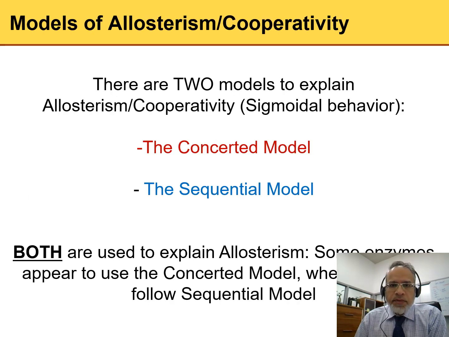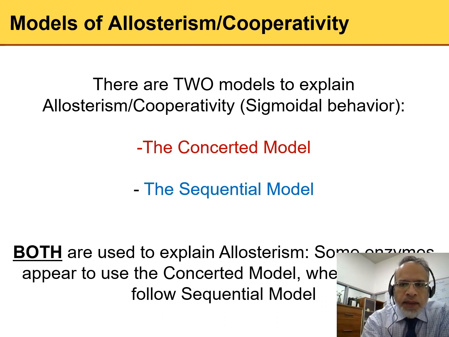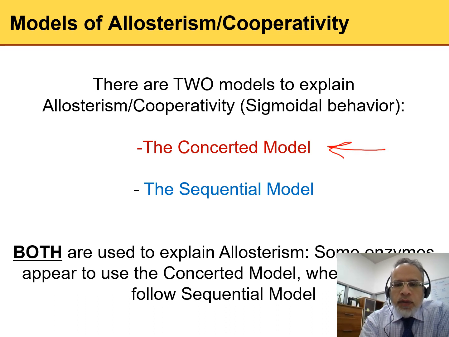So I continue with the second part of this chapter 7, and we'll talk about allosterism again. If you talk about allosterism, it turns out there are two standard models that are used to explain it. These models are called the concerted model and the sequential model. They're both used to explain what's called allosterism, or cooperativity, or sigmoidal behavior, right?